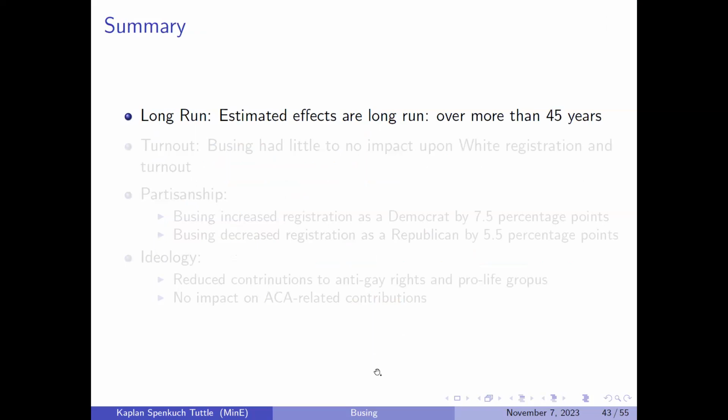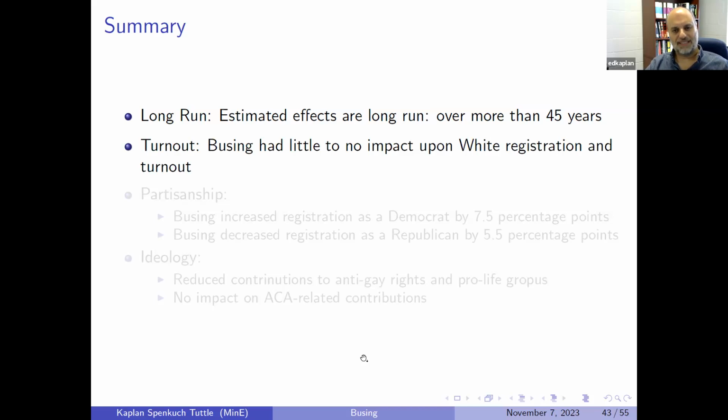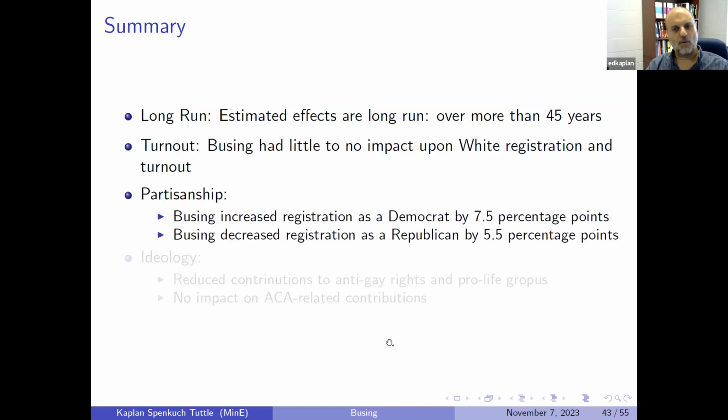So let me summarize. So we find long-run estimated effects of busing on politics over 45 years later, really large, long-run effects. These are about an order of magnitude larger than estimates that I have come up with on the impact of Fox News, for example, on voting patterns. We find that busing had little to no impact upon white registration and turnout. But we find that busing increased registration as a Democrat by 6.5 to 7.5 percentage points and decreased Republican registration by about 5.5 percentage points.